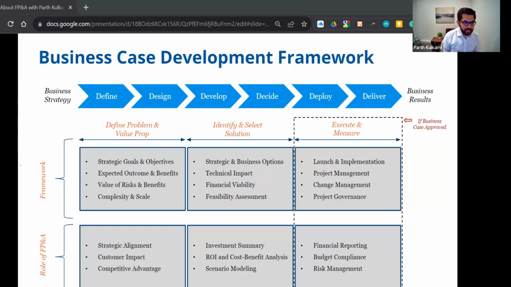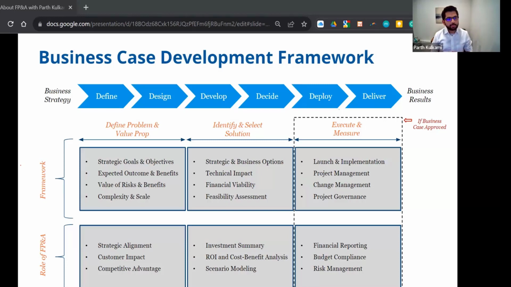So now that you've defined the problem and you've thought through the value proposition, you basically identify and select the solution that you want to move forward with. And the last pillar is basically execute and measure, which is also really critical because that is what you all worked for, which is to launch this program, initiative, whatever product in the market, and then measure it against some of the assumptions that you had in there.